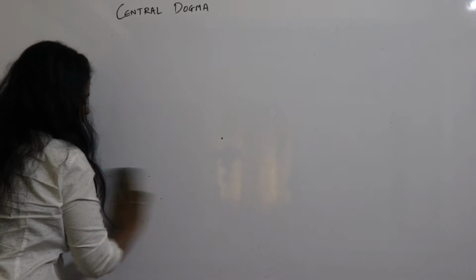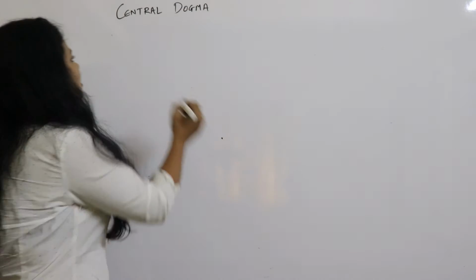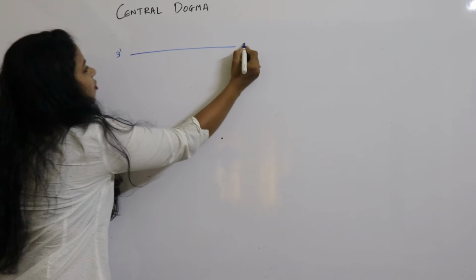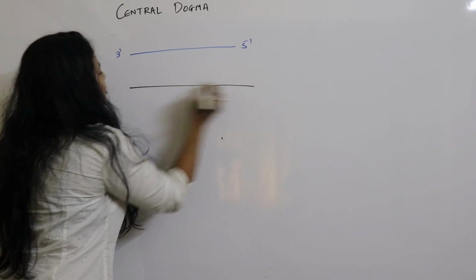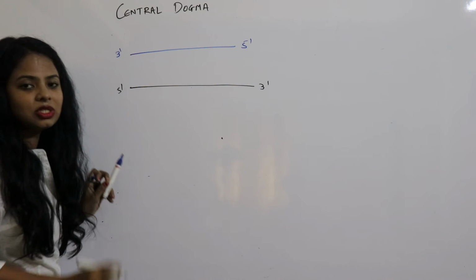Now what are the steps? There are 3 steps in the process of transcription. So let us see here. First you have 2 strands, that is 3' to 5'. This is your template strand, and 5' to 3', this is your coding strand.